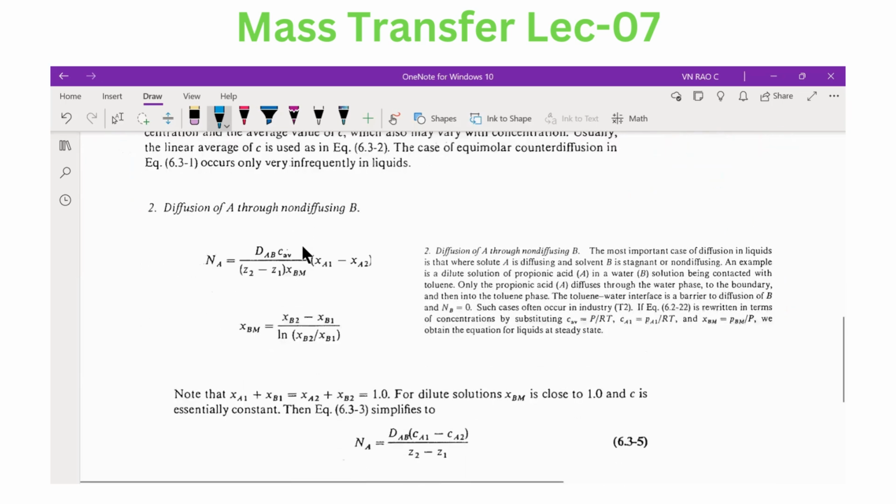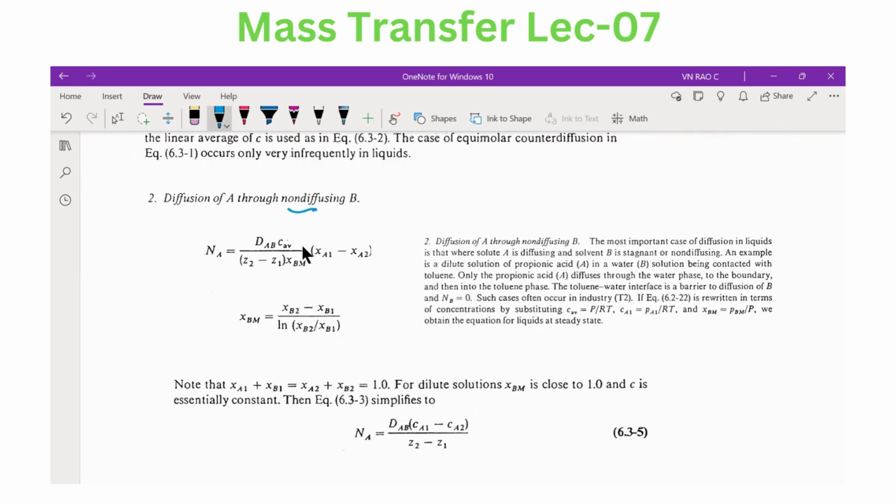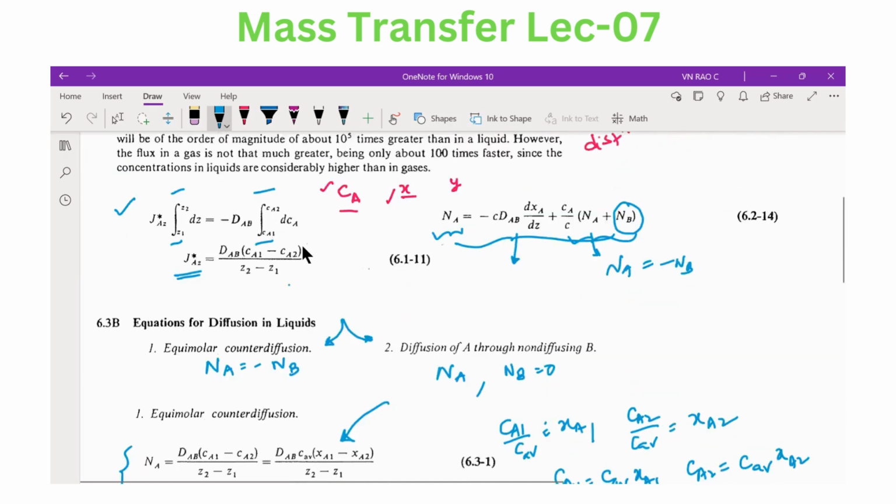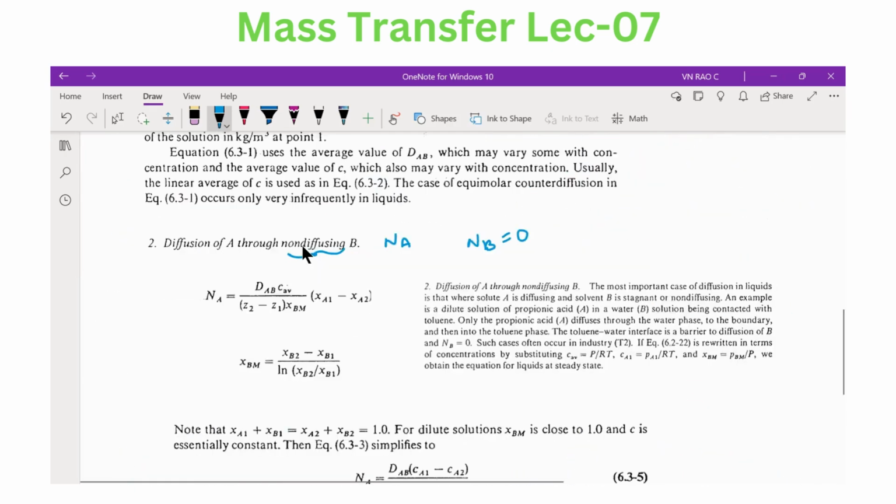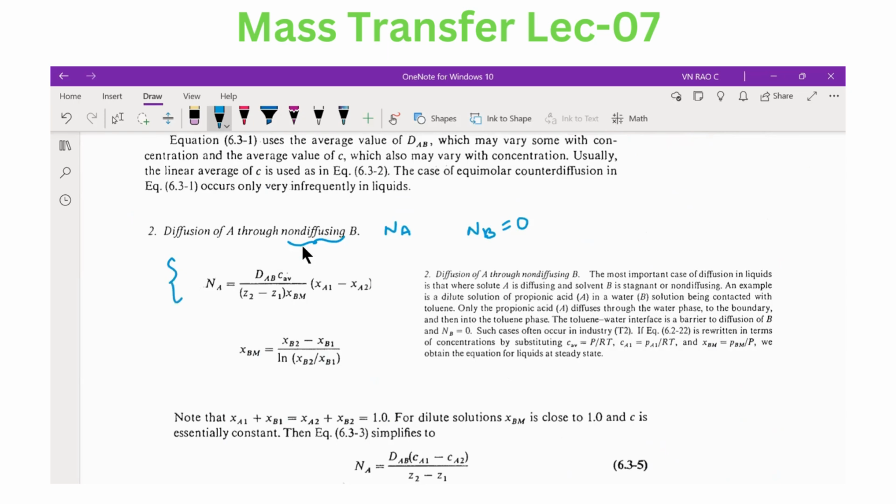Similarly, next one is diffusion of non-diffusing B. That means N_A will be there, but N_B is 0. So how do we write this? With the same equation, we come to this particular equation. N_A is equal to D_AB C average, divided by (Z2 minus Z1) times x_BM, times (x_A1 minus x_A2). This is well known.